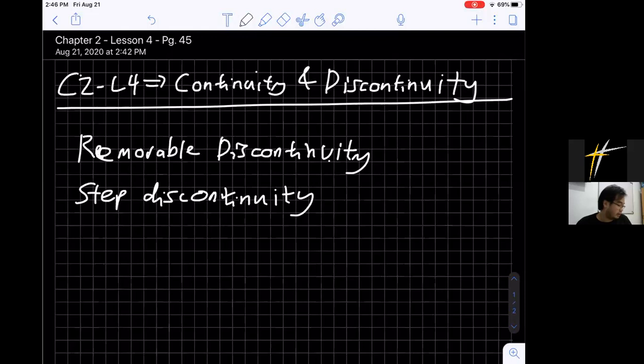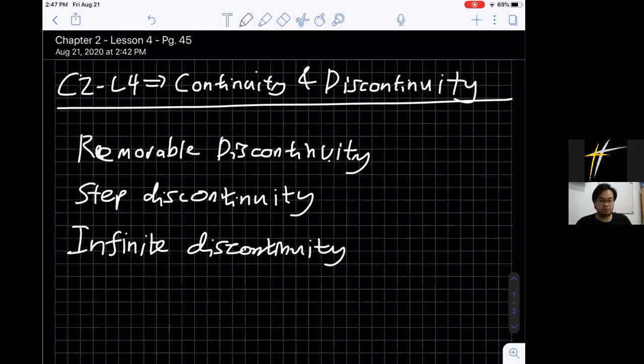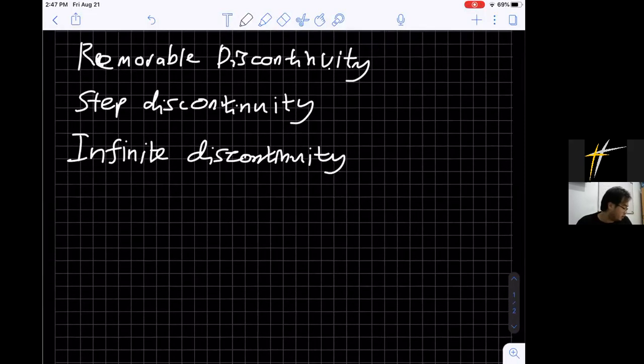And then the next example is a vertical asymptote. If it has a vertical asymptote, then it's called infinite discontinuity. So those first four examples, B, C, D, and E, are examples of functions that are not continuous at a certain point. For F and G, they are examples of functions that are continuous at x equals c.